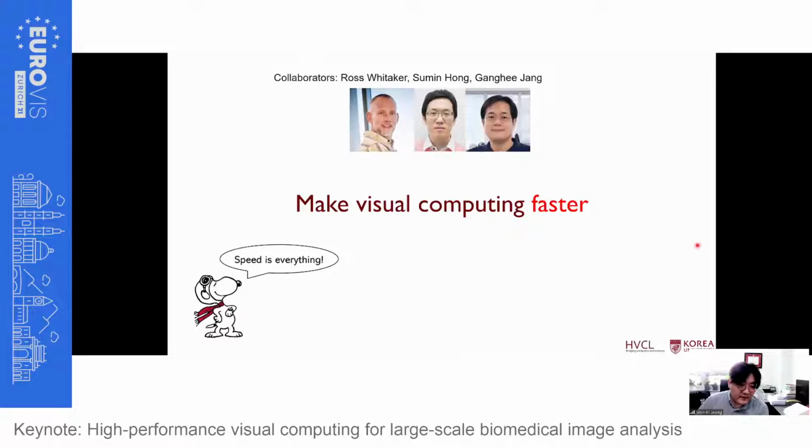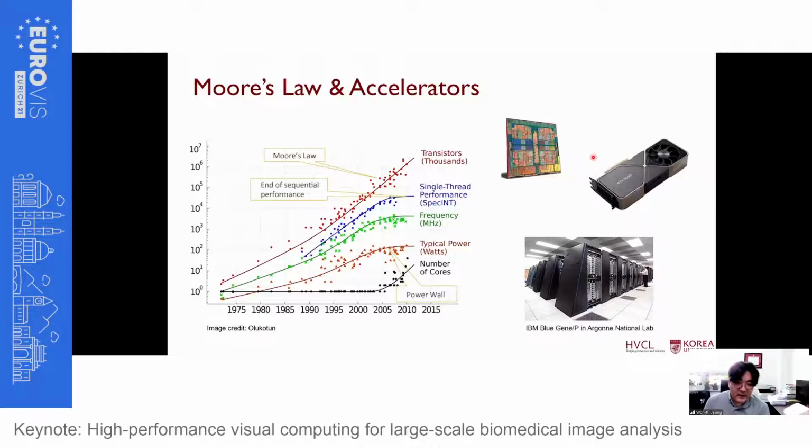So first, making computing faster. This was done by our collaborators, Ross Whitaker at Utah, and Dr. Sumin Hong, one of my students who graduated, and Dr. Kang Jeong. And here, I'm going to talk about how we can make algorithms faster using GPU and parallel program architecture.